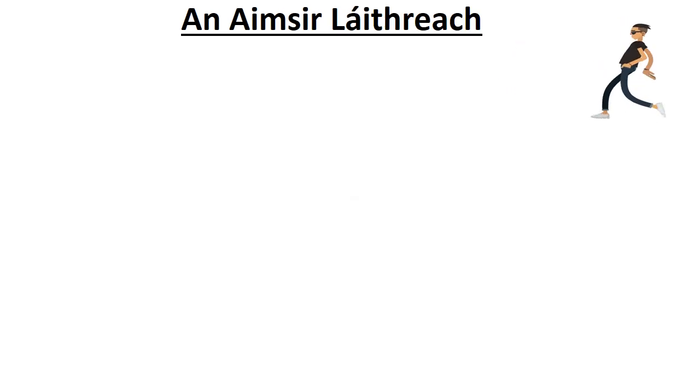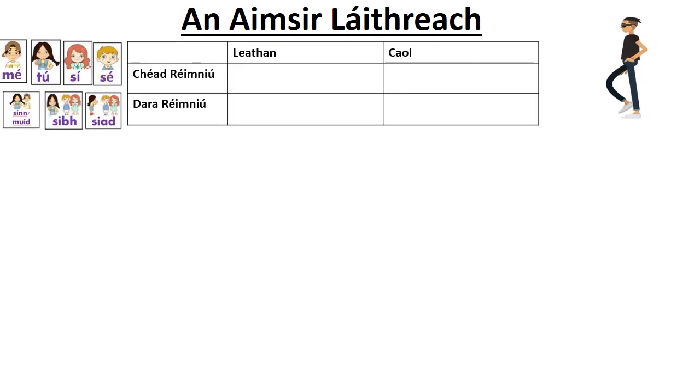Anois an aimsir láithreach, the present tense. Remember, not I am going to the shops, more like I go to the shops every week. Now, we have an ending in the aimsir láithreach, and we use that ending for mé, tú, sé, sí, sinn, muid, sibh, and siad. We can use this ending for any of them, okay? And it's an.